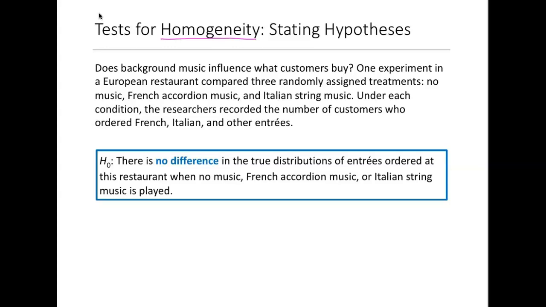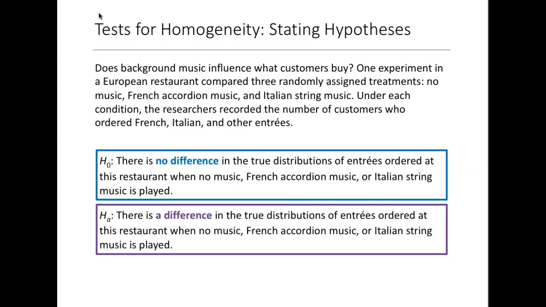And then based on that null hypothesis, the alternative is that there is a difference in the true distributions of entrees ordered at the restaurant when no music, French accordion music, or Italian string music is played.